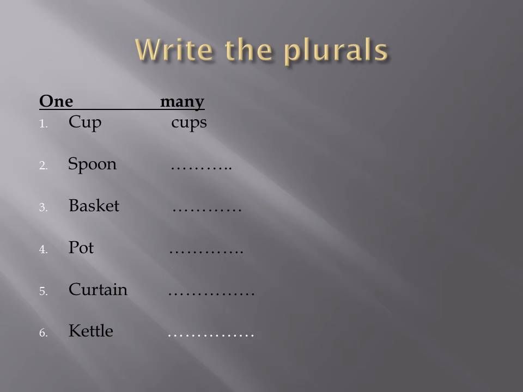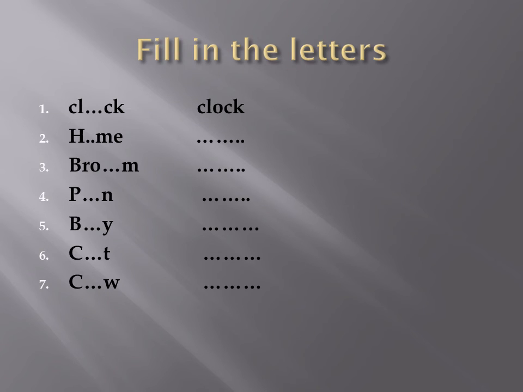So here we are looking at words that change into plural by adding s. We form their plural by adding s at the end of the word. For example, cup, cups. We've added s. When you add s, it becomes the plural. So spoon, spoons. And like basket, pot, curtain, kettle, all of them, when we add an s at the end of the word, they form their plural. So you do that work and write for me.